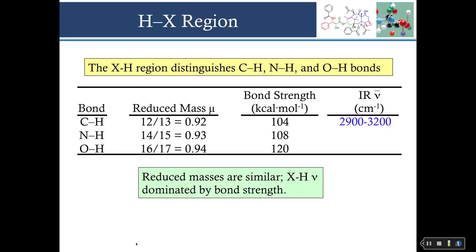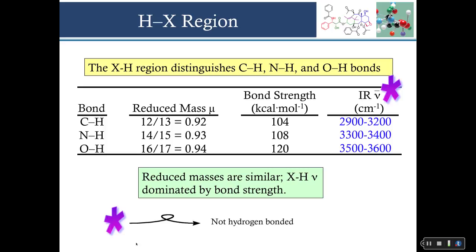So a carbon-hydrogen bond, right around 3,000 is the number you want to remember. A nitrogen-hydrogen bond, now 3,300 or greater. And for an oxygen-hydrogen bond, we calculate it to be like 3,500 to 3,600 wave numbers. So the reduced masses are essentially identical, but the bond strength really dominates.